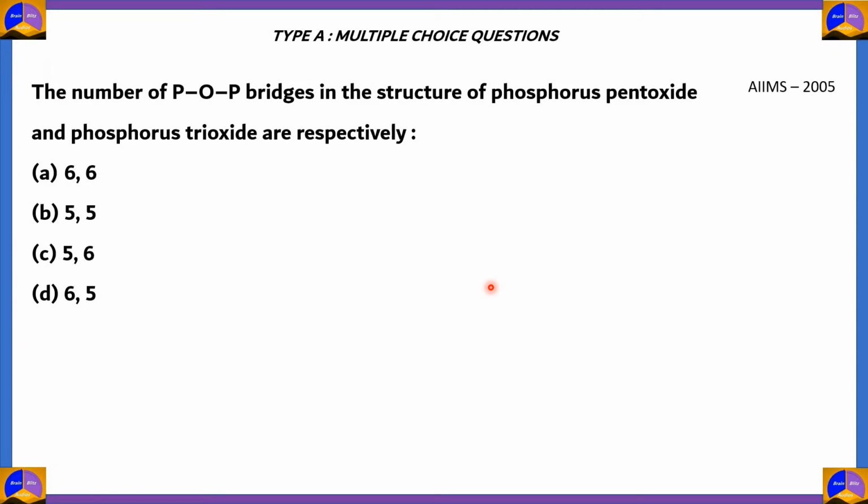The number of P-O-P bridges in the structure of phosphorus pentoxide and phosphorus trioxide are respectively 6,6, 6,5, 5,5, 5,6. So these are the four options. So P-O-P means that there will be two phosphorus and an oxygen in between them. So that kind of bond, we need to find out how many such bridges are present in phosphorus pentoxide and phosphorus trioxide. Well, let's count, shall we?